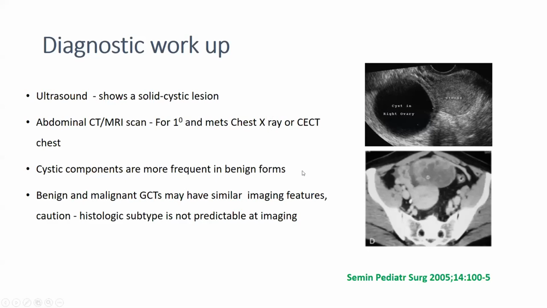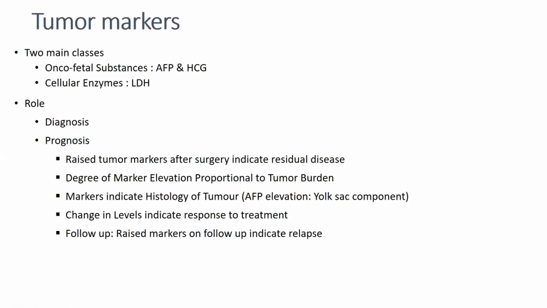to be done. So based on the imaging, cystic components are more frequent in benign forms, but imaging is not the only criterion for diagnosis of germ cell tumors, because many times benign and malignant germ cell tumors may show similar imaging features. So histology subtype is often necessary. The next is tumor markers.